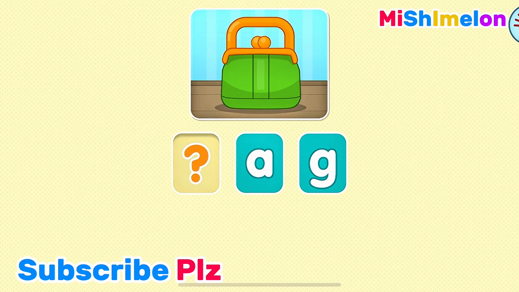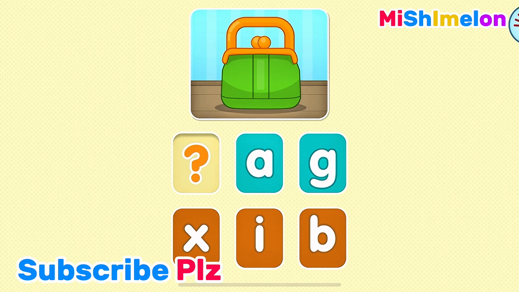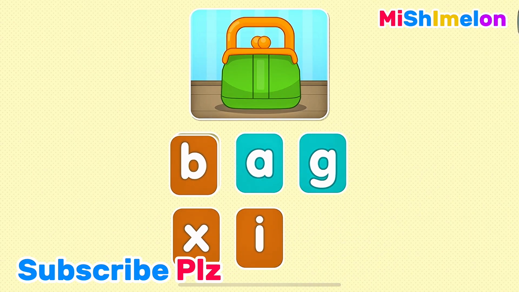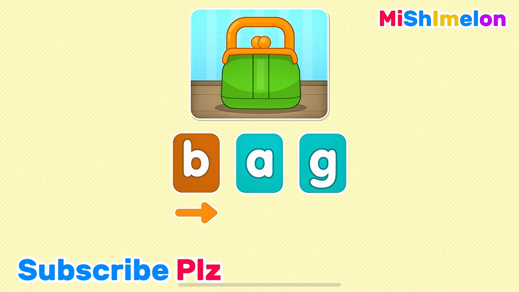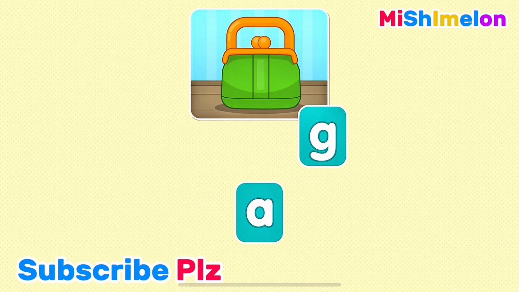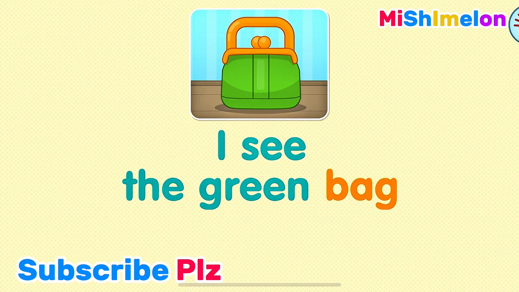The writer does not remember which sound the words begin with. Let's help him. Choose the right letter for the beginning sound. B, A, G. Bag. Well done! I see the green bag.